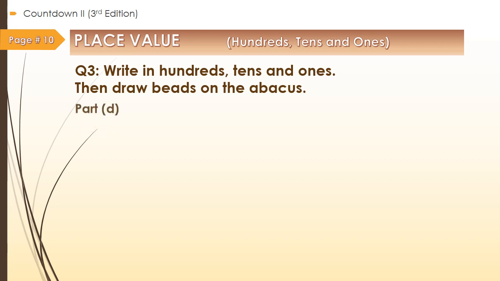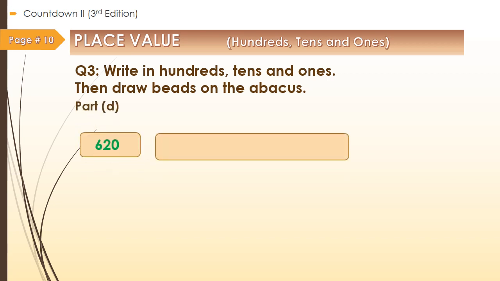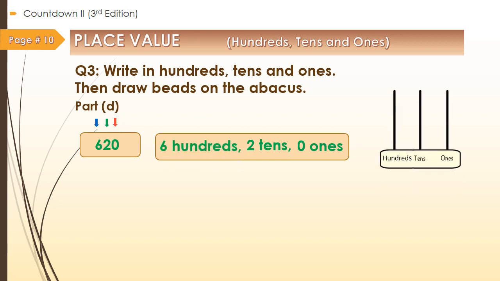Look at the number. The number is 620. The digit on the rightmost represents ones. The digit in the middle represents tens. The digit on the leftmost represents hundreds. Which means here we have 0 ones, 2 tens, 6 hundreds. We will represent this number on abacus with the help of beads. To represent 0 ones, we will put no bead in ones place, 2 beads on tens place, 6 beads on hundreds place.